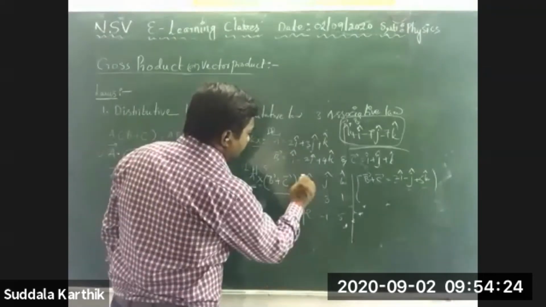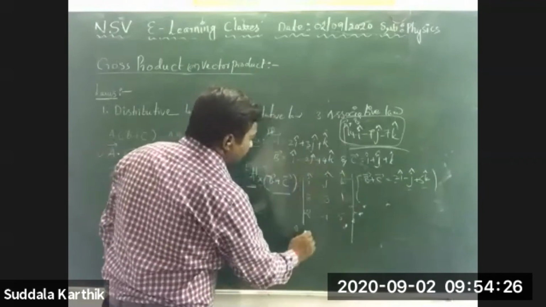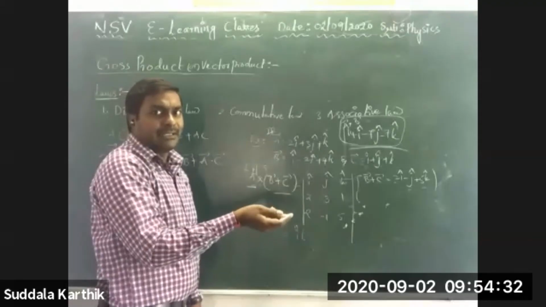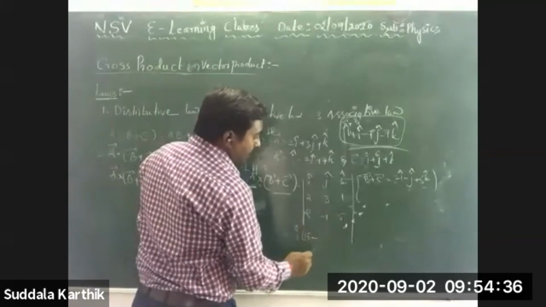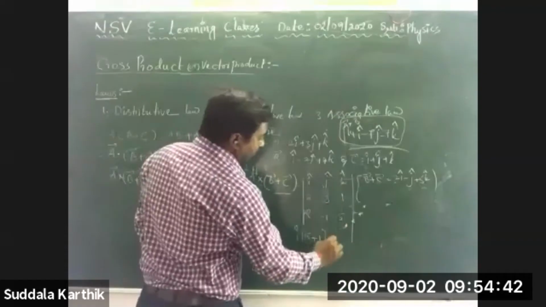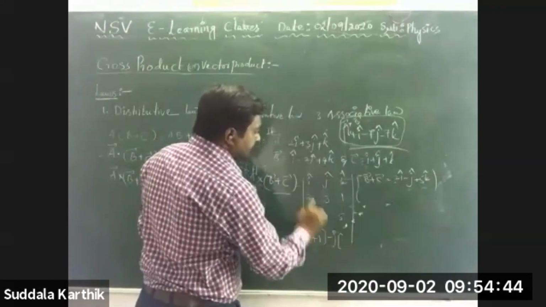Then I cap is positive. I am deleting this row and column. Then 3, 1. 3 into 5 is 15, minus 1 into 1 is minus 1, so plus 1. Next, after that, minus J cap.